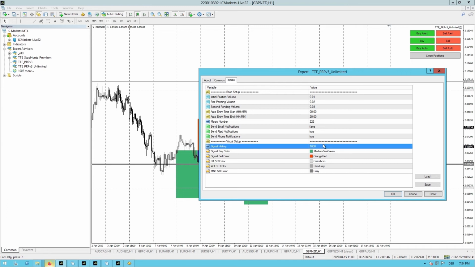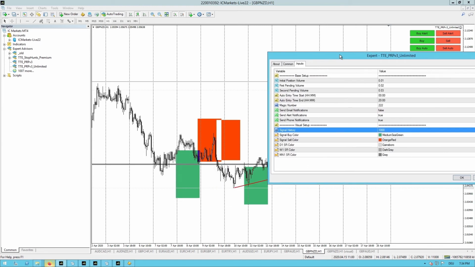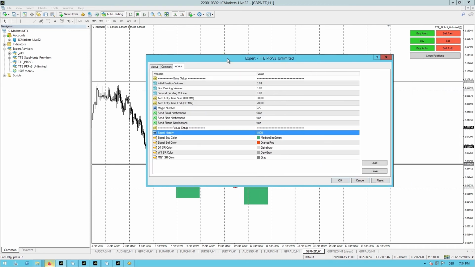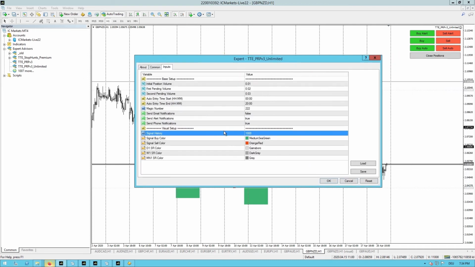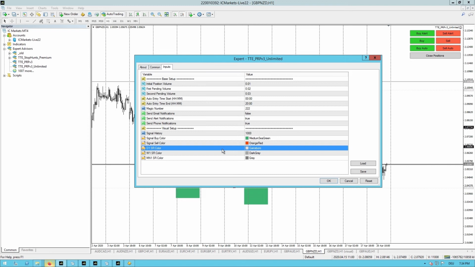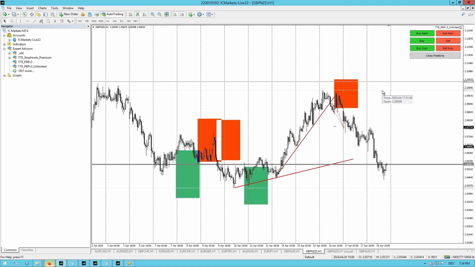The signal history shows you how many of these rectangular signals will be drawn in past history in candles, like 1,000 candles on the 1 hour chart. Here you can change the color. Here you have the lines, daily, weekly, and monthly, and can change these colors too. I would be careful about the daily resistance, that's why I made it a dotted line. You have a higher probability when it comes to these larger levels like weekly and monthly.